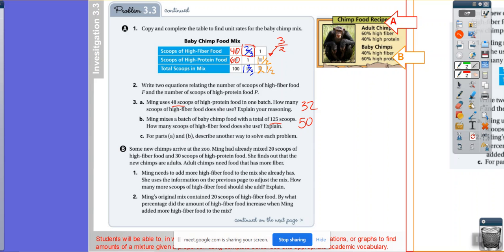I do want an explanation for B1, because I heard lots of good discussion in the breakout rooms. So do I have a volunteer to discuss how to do B1? Okay, Grayson.